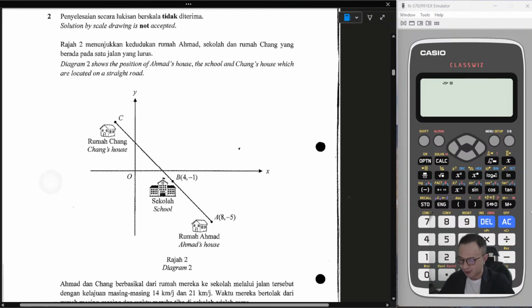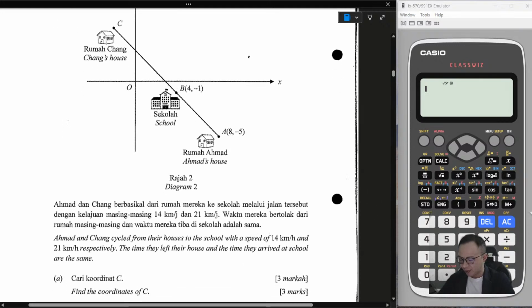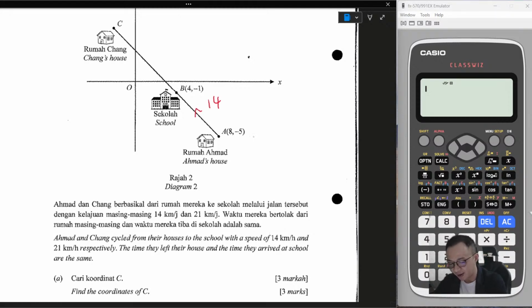Okay, number 2. Diagram 2 shows the positions of Ahmad's house, the school and Chang's house, which are located on a straight route. So we have something like A, B, C. Here they say Ahmad and Chang cycle from their house to the school with speeds of 14 and 21 respectively. So I believe Ahmad goes to the school with a speed of 14 and Chang goes to the school with a speed of 21.